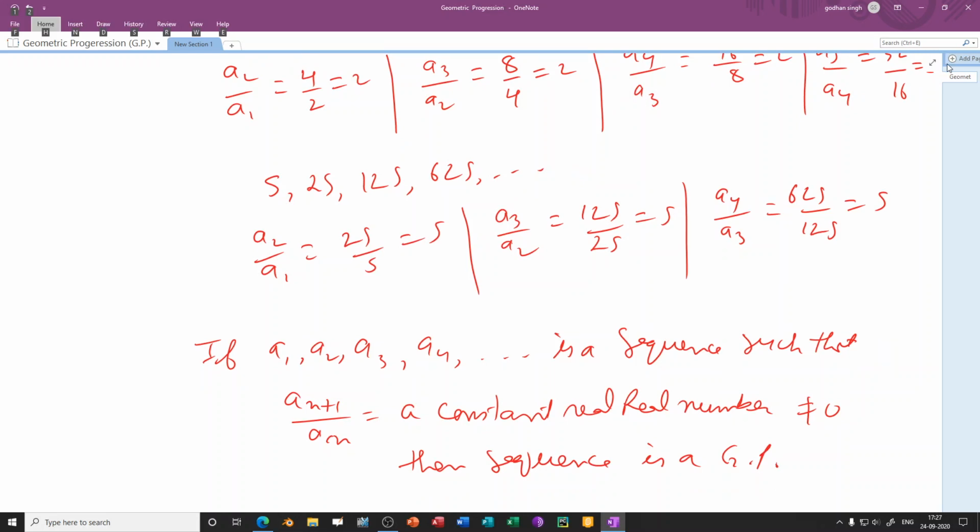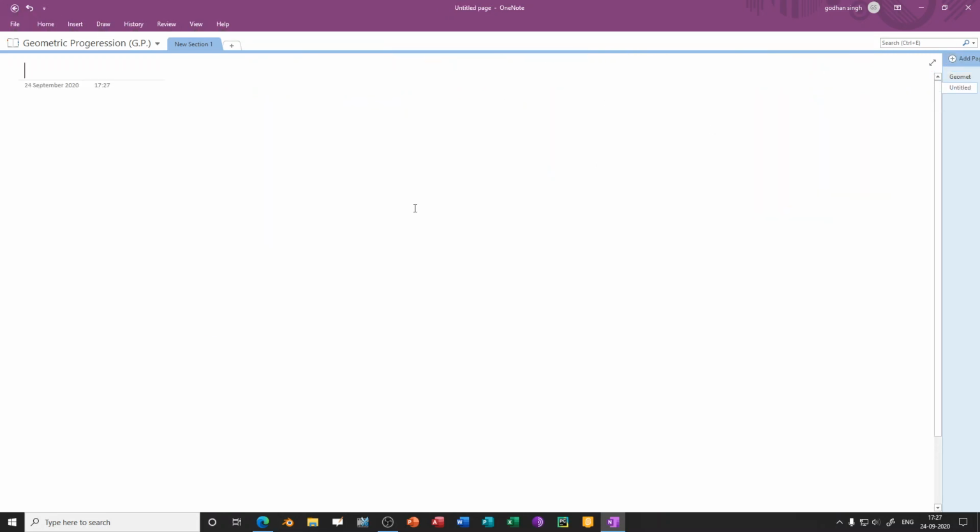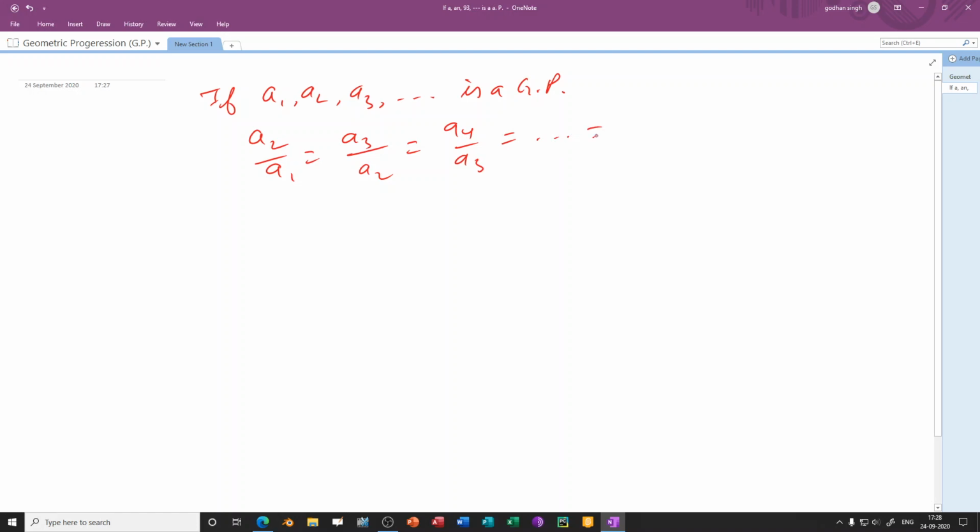Let us find the general term of a GP. Suppose A1, A2, A3 and so on is a GP or geometric progression. Then by definition, A2 by A1 will be equal to A3 by A2, equal to A4 by A3 and so on, and that will be equal to say R, where R is a constant ratio.